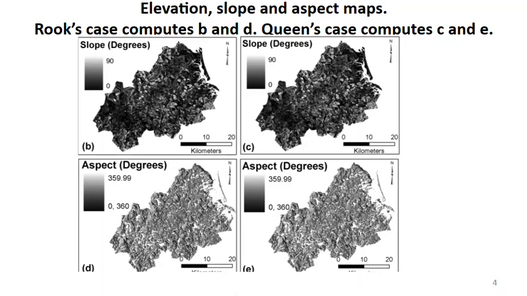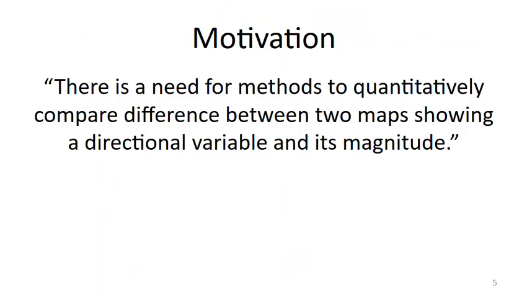Here we see an example of two aspect maps, using the Rook's case and the Queen's case. We see the slope maps above them. Aspect maps are derived from slope maps. This is another way we can use MAD, and in fact, it was this example that we used to conduct this study of using MAD to compare two different vector maps, one using Rook's case and one using Queen's case.